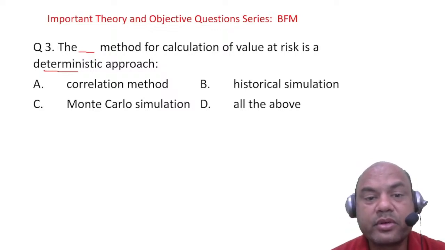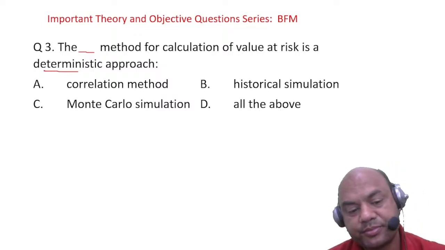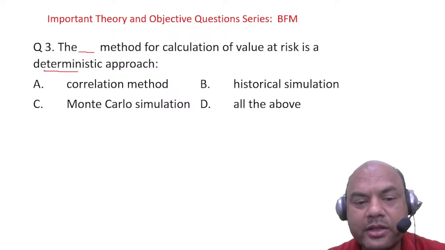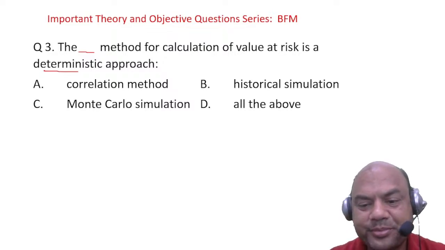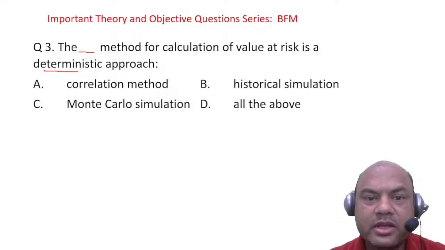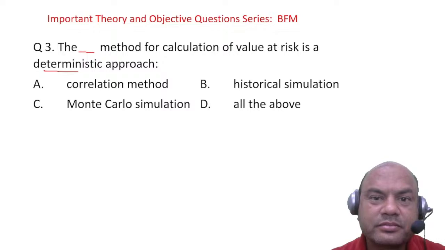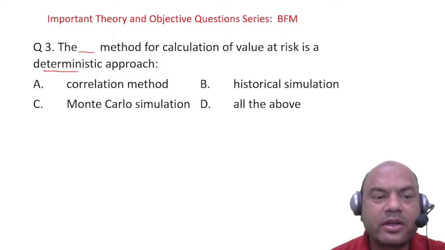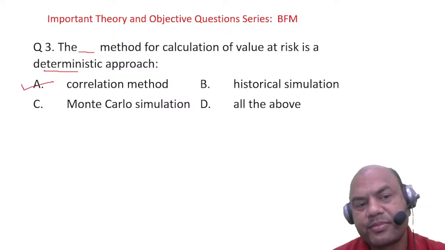The dash method for calculation of value at risk is a deterministic approach. You should think, not me, isn't it? What is the correct answer? Okay, I'll explain it to you all. The answer over here is the correlation method.